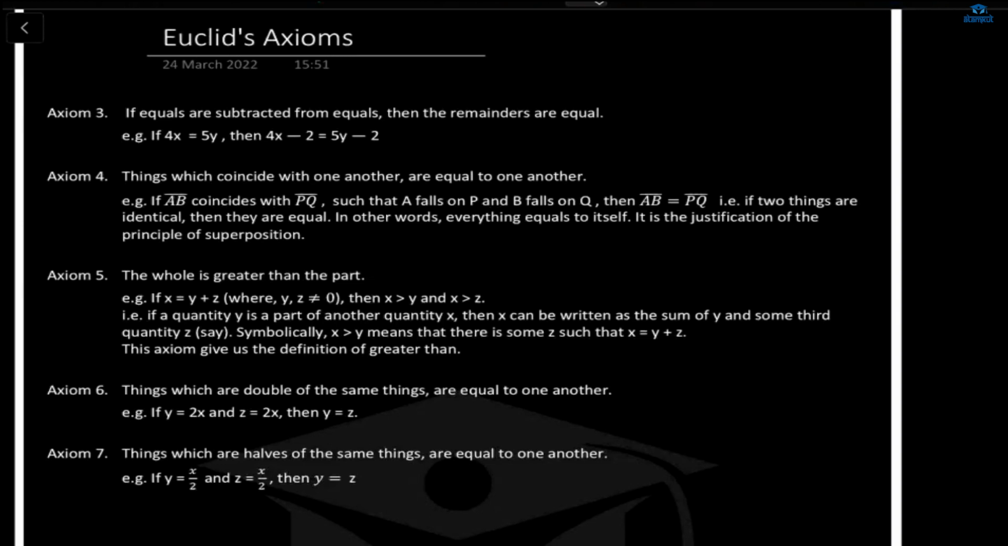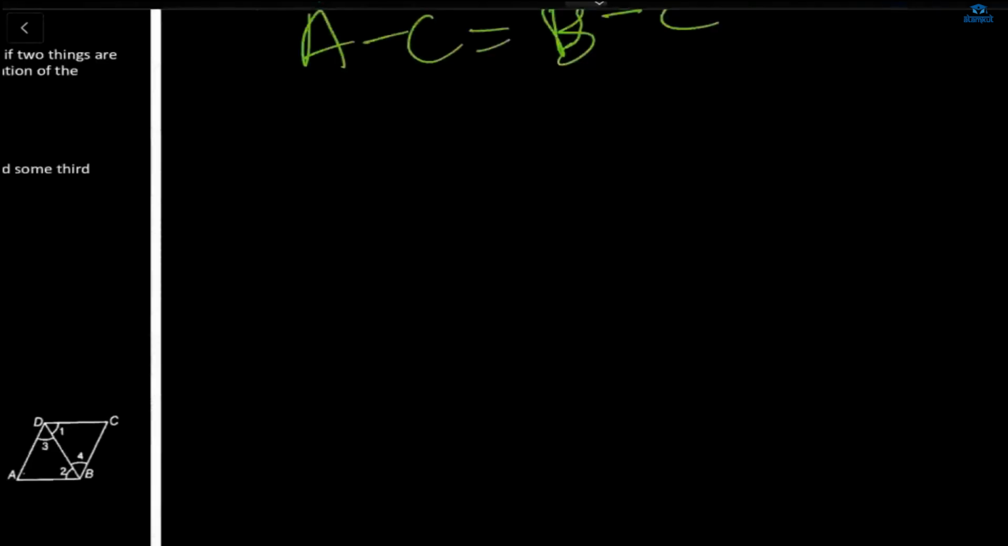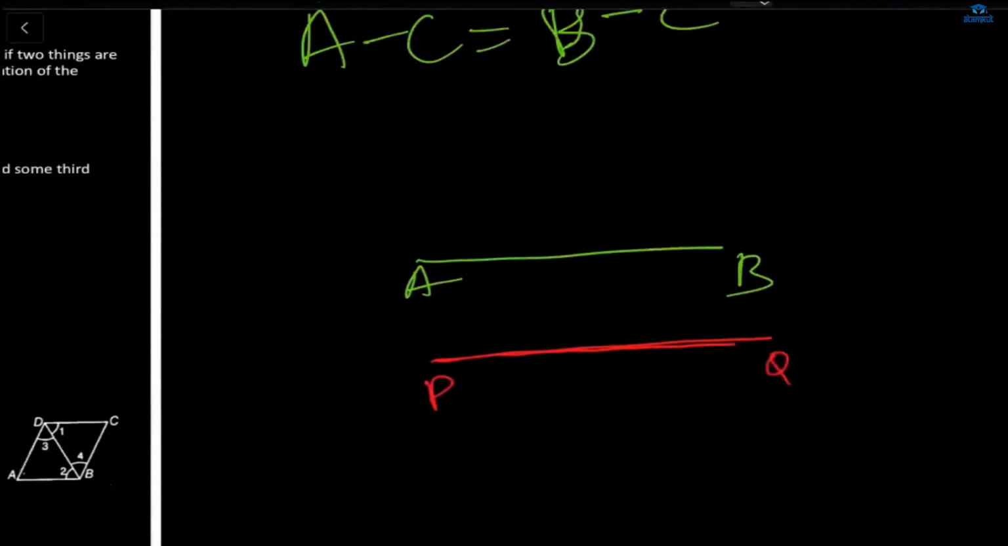Things which coincide with one another are equal to one another. That means, for example, you can see a line here, AB. Now, if there is another line, PQ, in such a way that it is overlapping this AB, imagine that this is coinciding on AB. So will they both be equal or not?